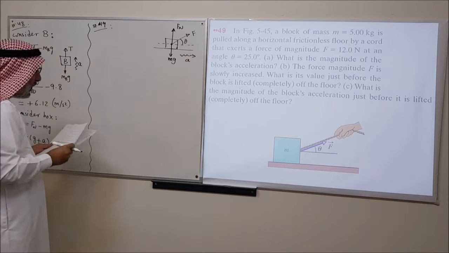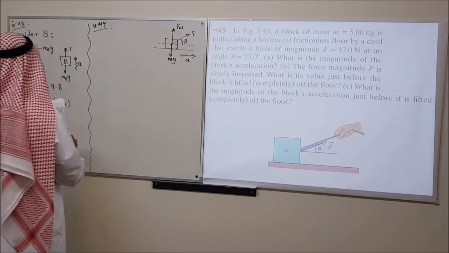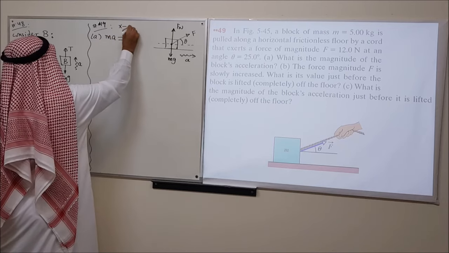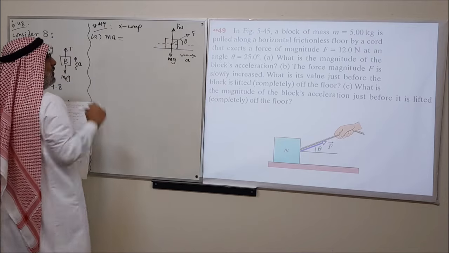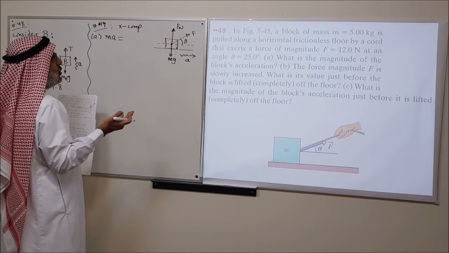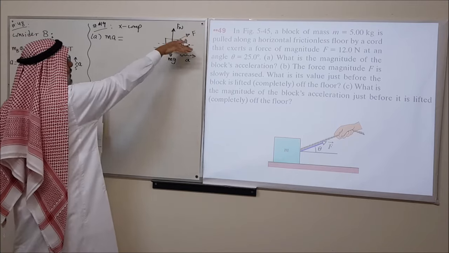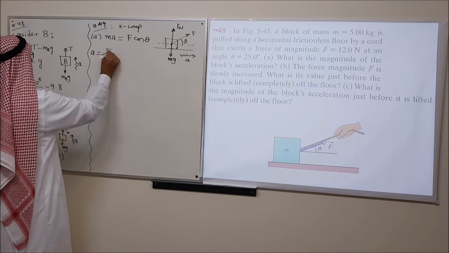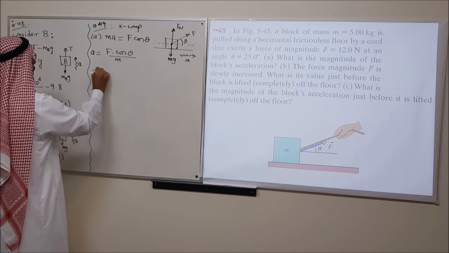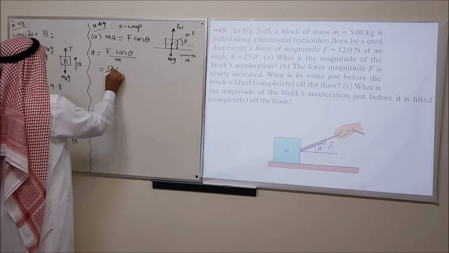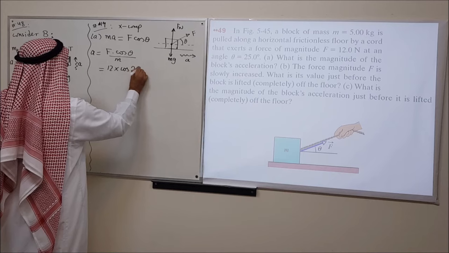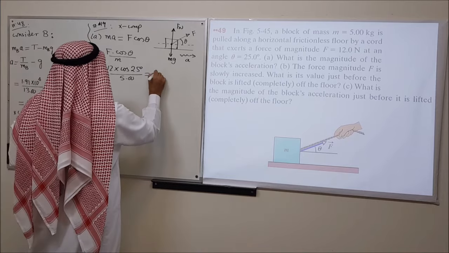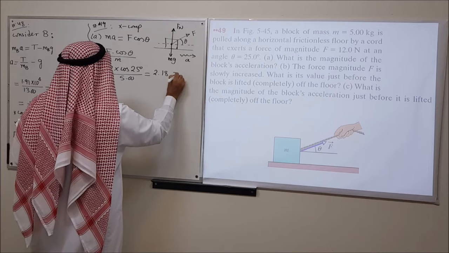So, putting Newton's second law for this situation, we have ma. Of course we are looking at the x direction because that's where we have the motion, it's not moving vertically. Then we ask, what force do we have in the x direction? It is the x component of this force, which is F times cosine of theta. So the acceleration is F cosine theta divided by m, which is equal to, the force is 12 newtons, the angle theta is 25 degrees, and the mass is 5 kilograms, so that will give me an acceleration of 2.18 meters per second squared.